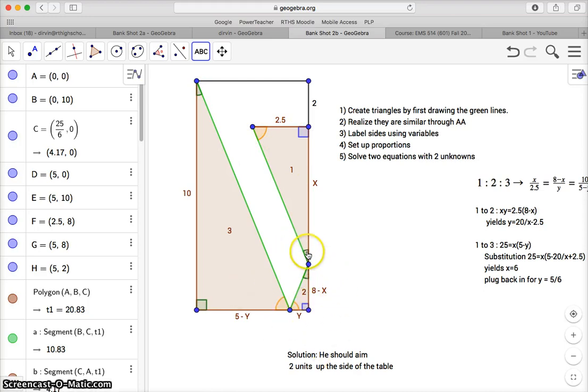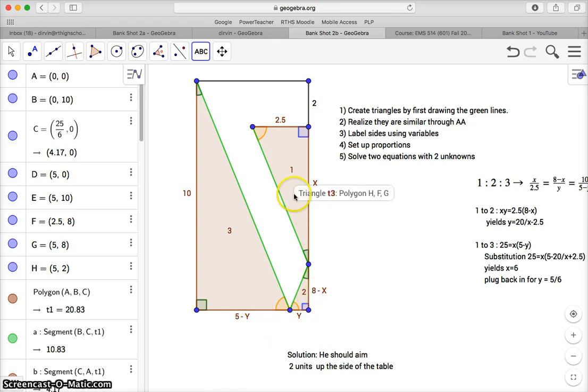Not only do they share the angles, the angle of reflection here on each side is the same, but also each one of them is a 90-degree triangle, and then the third angle will be the same. Then I set up proportions with the sides, labeling the variables along the sides. The whole side was 10, and this was the piece that was x. So then what would be left would be 8 minus x.